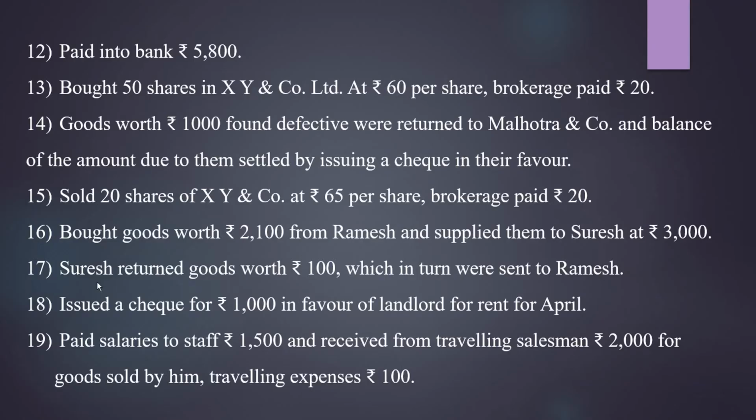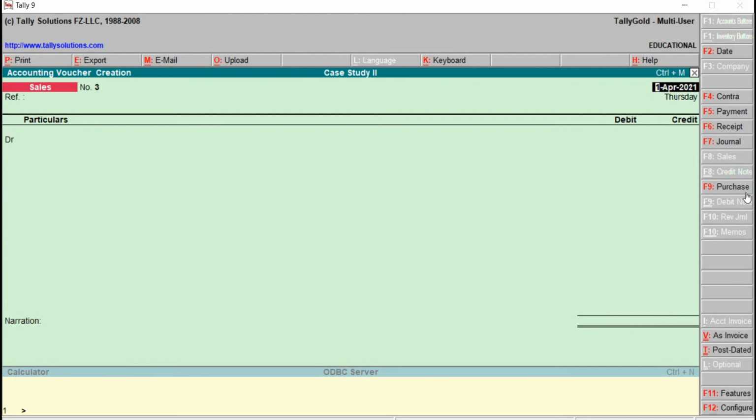Next transaction, Suresh returned goods worth rupees 100 which in turn were sent to Ramesh. It's a sales returns and later we have the purchase returns. Correct? Okay, let's see these particular entries in Tally. These entries have to be passed in credit note and debit note, but right now it is not activated. We have to do the activation.